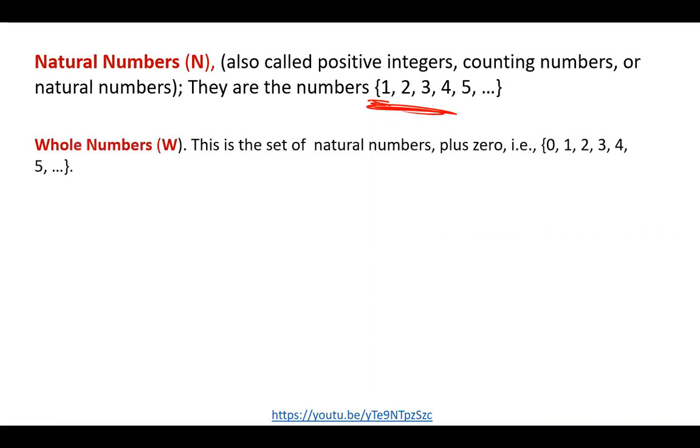Then we have what are called whole numbers. Whole numbers are just the set of natural numbers with 0 added. When you add a 0 to the set of natural numbers, you come up with the set known as the set of whole numbers. So the difference is that natural numbers do not start from 0, and whole numbers start from 0.